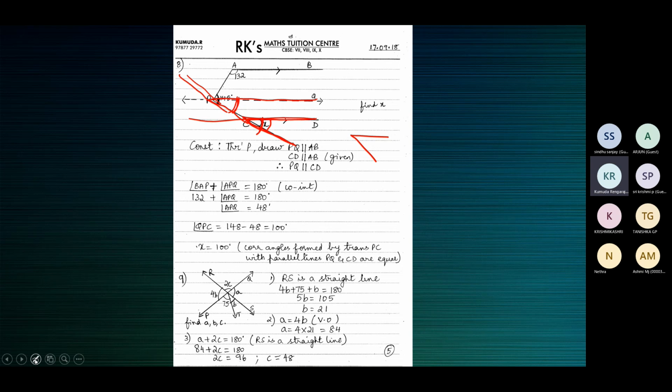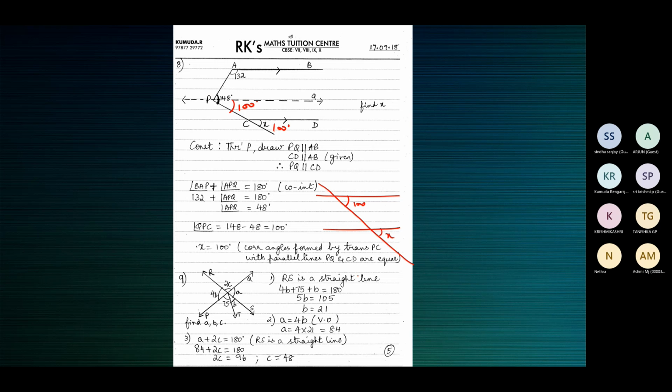So these are corresponding angles and they're equal. Since this one is 100 degrees, X is also 100 degrees. In figures like this, with parallel lines and a very slanting transversal, here is 100 degrees and here is X. This part is not there, but you should be able to identify that angle as a corresponding angle.